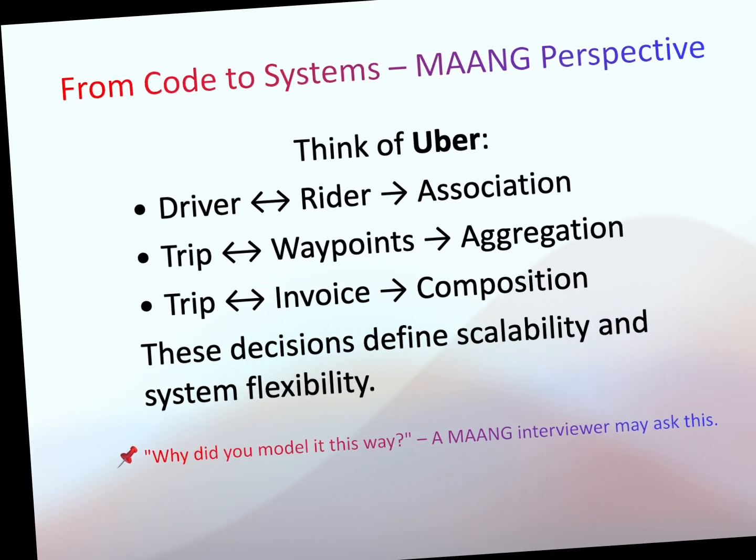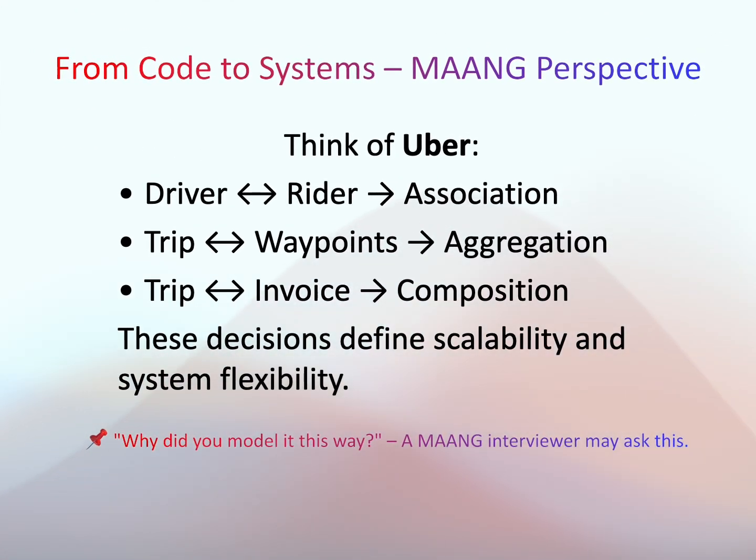Let's bring it home: how product based companies use these concepts. Like Uber, driver and rider. So the relationship which we see here is association. They meet for a ride, then part ways. Trip and waypoints. We see the relationship aggregation. A trip uses waypoints, but they can exist elsewhere. Now trip and invoice. We can clearly say this is composition. Invoice is tied to the trip.